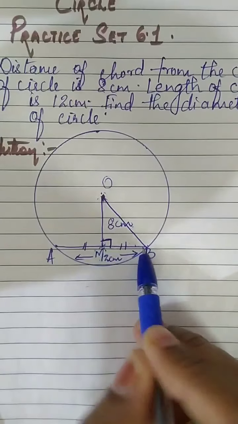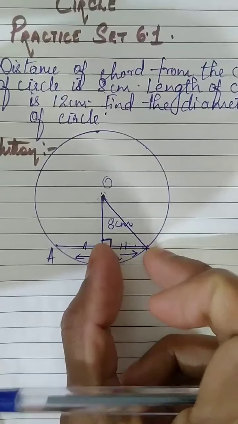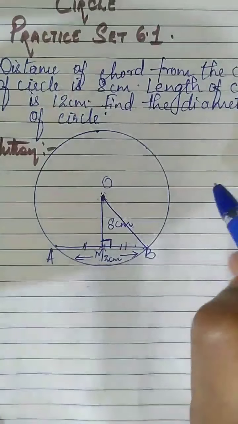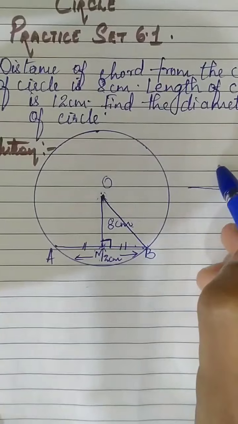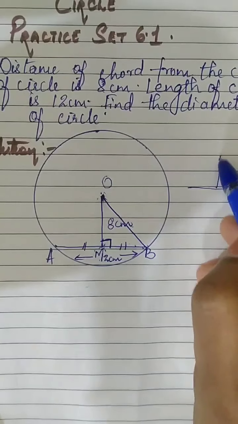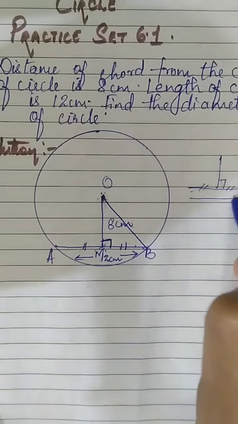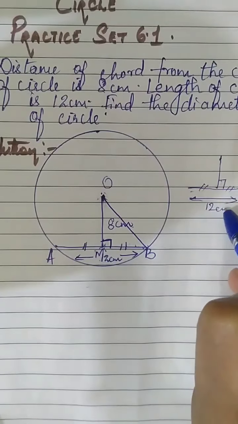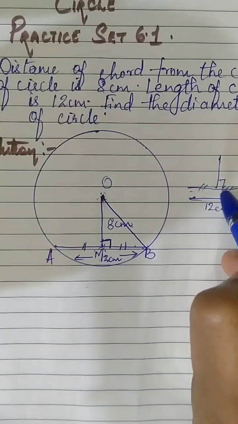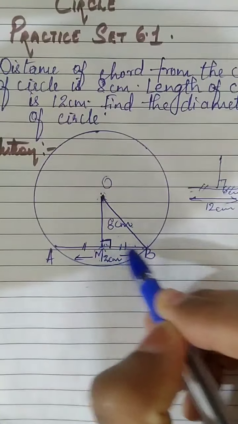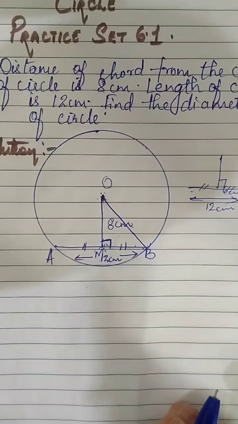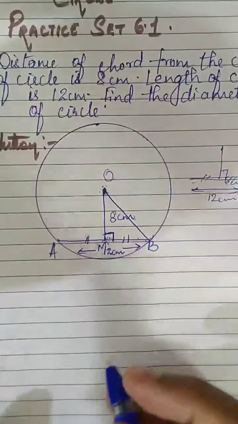How much will be MB? When there is a perpendicular on the chord, this perpendicular will divide the chord into two equal parts. Full chord is 12 centimeter, so 12's half is 6 centimeter. That means MB will be 6 centimeter. Okay, so let us write all this.